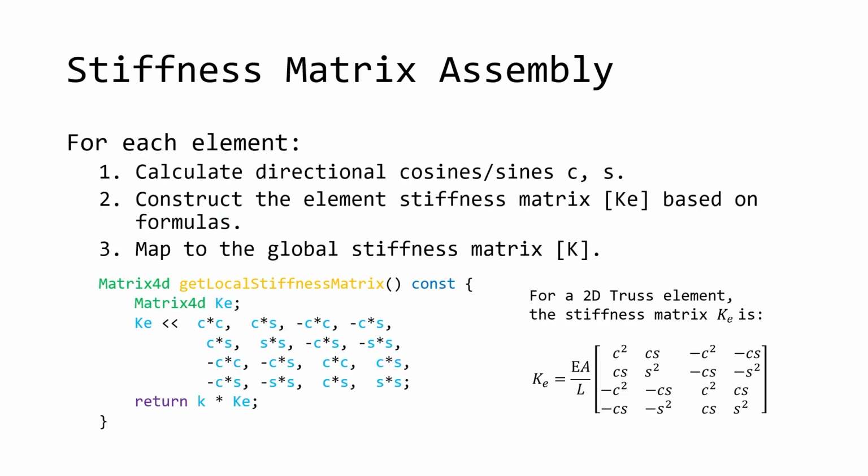For each element, we calculate the direction cosines. Then, we construct the local stiffness matrix using a standard formula. Finally, we map the local matrix into global stiffness matrix. The formula on the slide shows the standard form of a 2D truss element stiffness matrix.